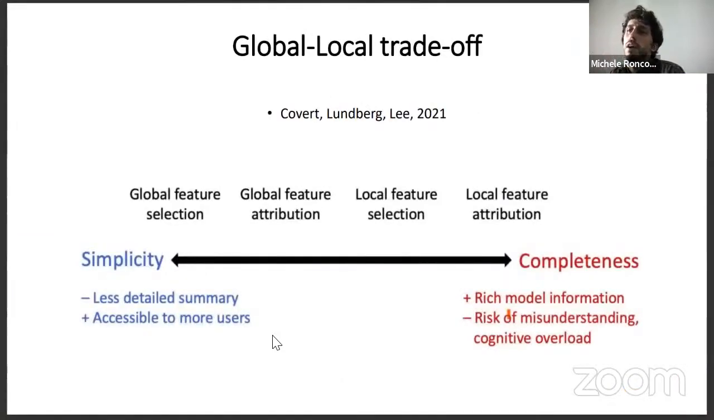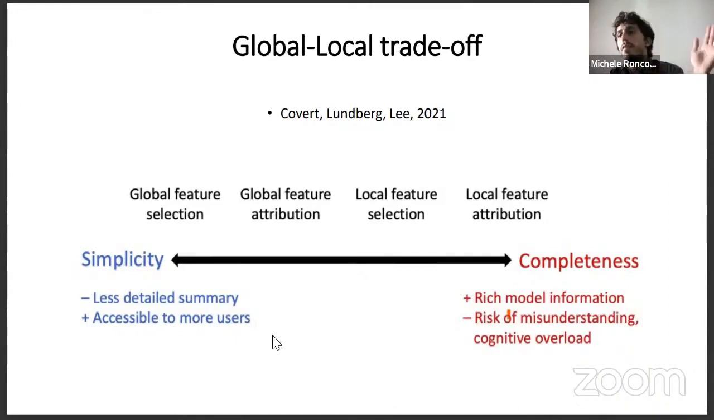This is also somehow explained in this global-local trade-off, which I've taken from this recent paper, which is very nice because it tries to... I will tell you a little bit more about it later. It tries to somehow make a summary and a review of different explainability methods, but also trying to compare them and somehow make a classification of them.